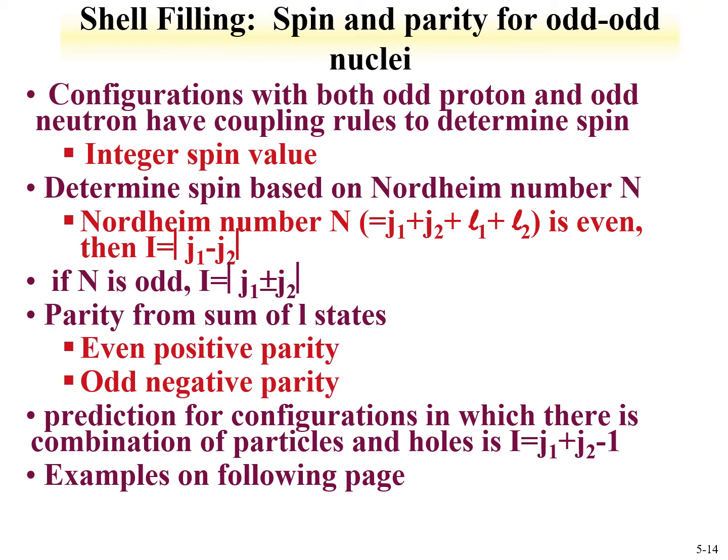If the Nordheim number is odd, we have two numbers that are possible, either the absolute value of the sum or the absolute value of the difference of the spins of the two states that are occupied by the unpaired nucleons. The parity is from the sum of the angular momentum states, the L states. If that sum is even, it's positive parity, and if it's odd, it's negative parity. We'll go over some examples to show how the Nordheim number works.